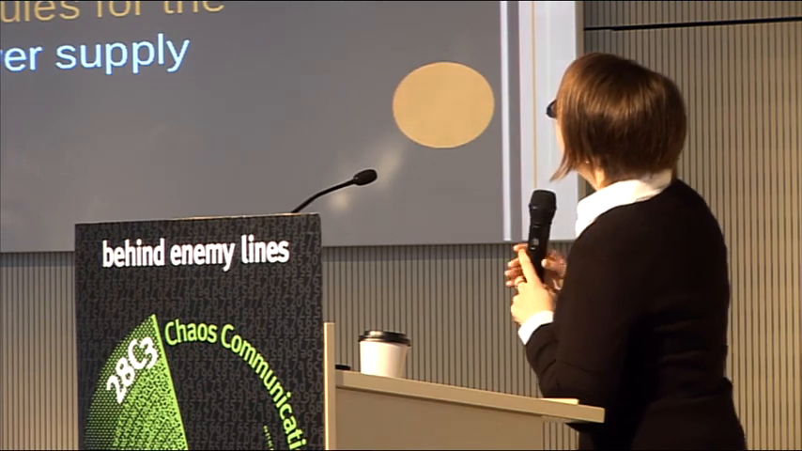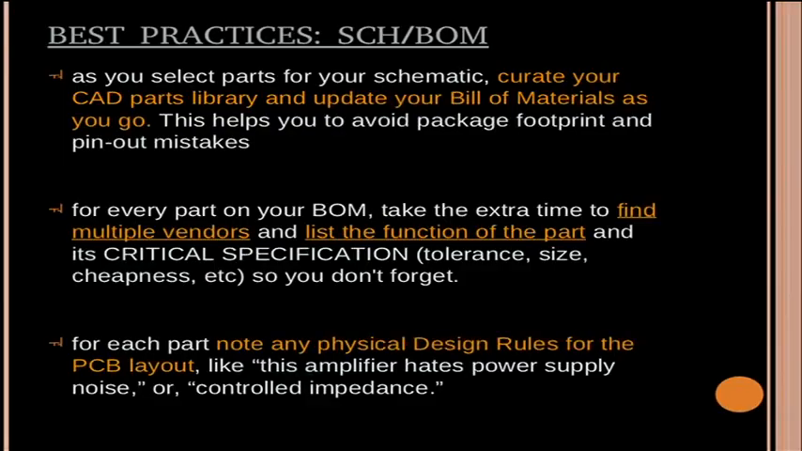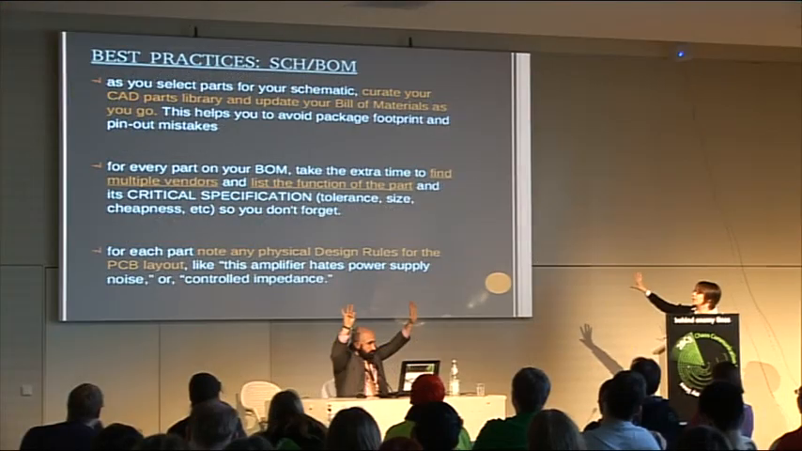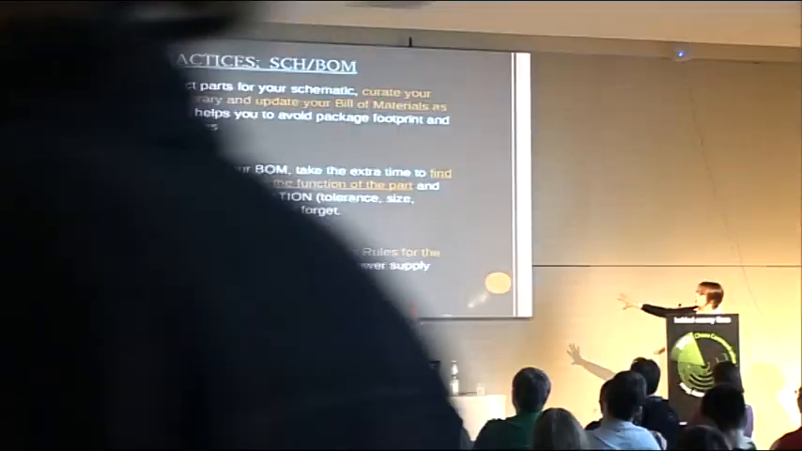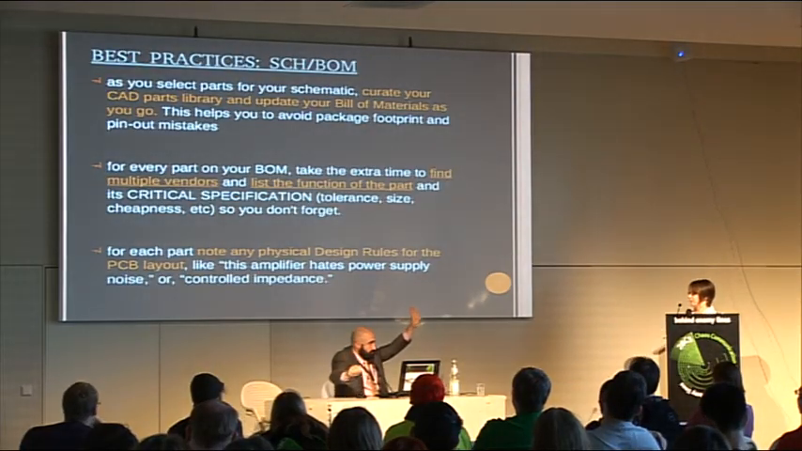Best practices when you're doing a schematic: start with your CAD library and curate your parts as you go. As you pick parts from DigiKey to use in your design, make sure they're in your library and make sure they're correct. If you copy a library from something like SparkFun, double check the footprint. I've never seen people commit stuff back. Take time to find multiple vendors. Take time to note physical design rules.